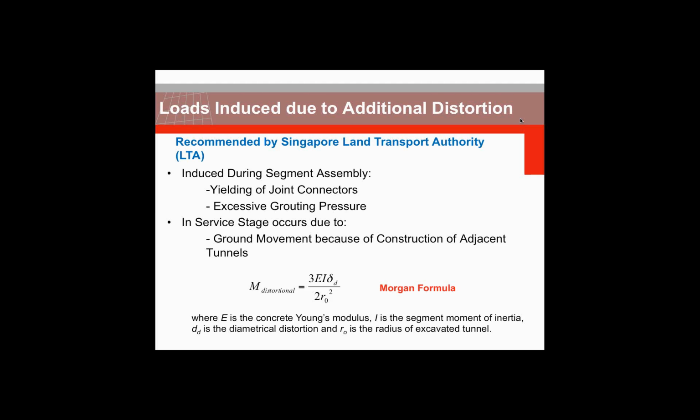So having all those embedment bending moments, we can add an additional distortion moment, such as what is shown here, which is a function of the concrete Young's modulus, segment moment of inertia, diametrical distortion, and radius of the excavated tunnel.